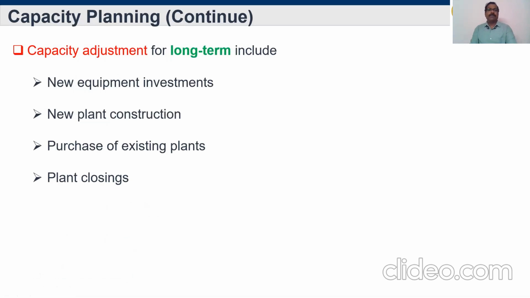Then what about long term? The capacity adjustment for long term includes new equipment investment. It is all about demand forecasting, so we have to have futuristic thinking. After 5 years, in our industry, we are going to develop some component like this for the customer need. Our future technology will be like that. Accordingly, we have to focus. In the sense, we have to invest some money now itself. Like GE companies are investing lots of money in new equipment. Even 3D printing machines, they invested huge money long back, in 2015 itself.